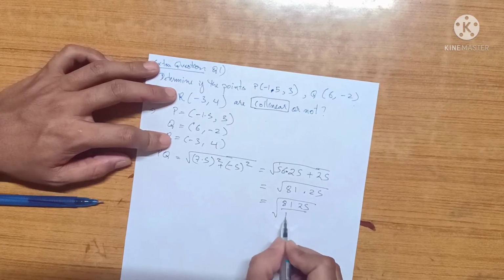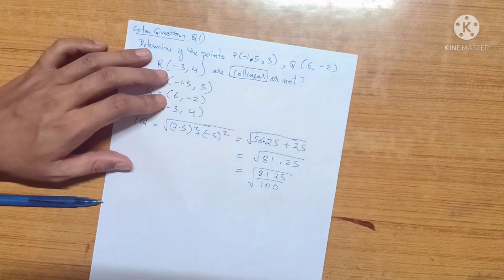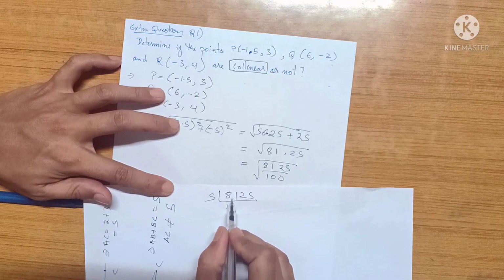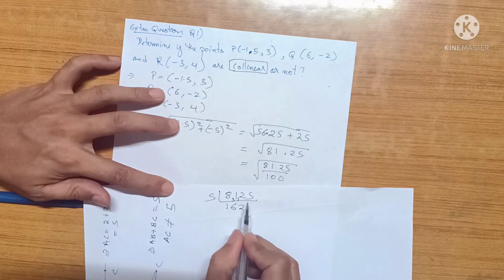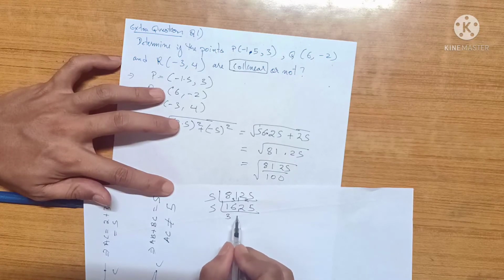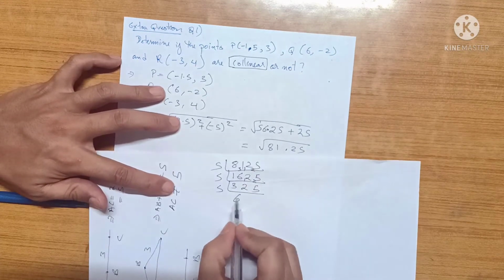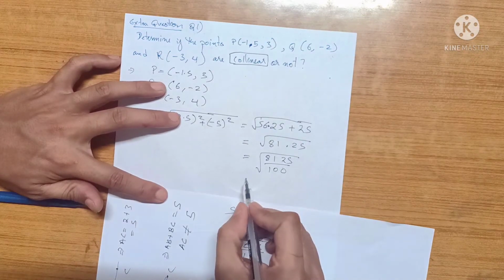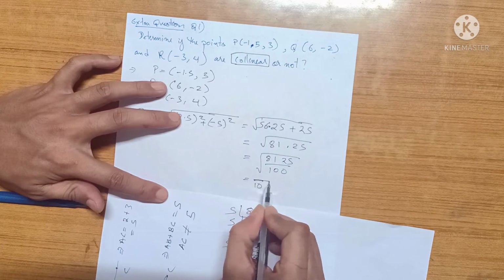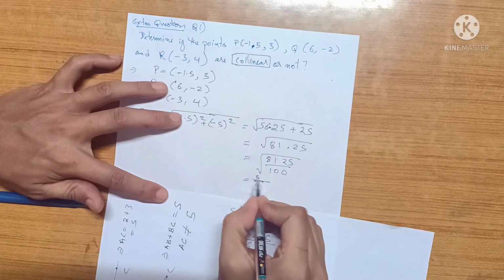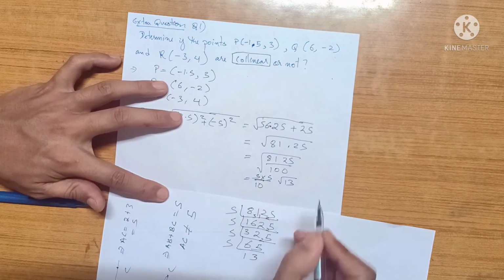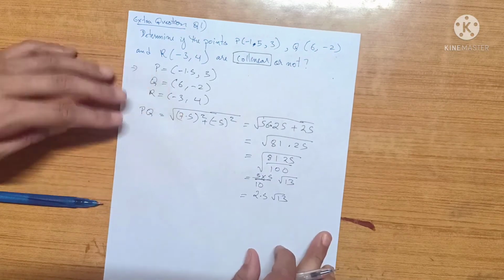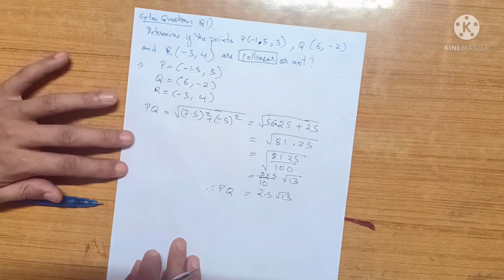Okay, I'll remove the point first. If I remove the point first, then we're left with 8125. Let's prime factorize it. 5 ones are 5, 5 6s are 30, 5 2s are 10, 5 5s are 25, 5 3s are 15. So that 100 becomes 10, which will come out from the root, and then 5 into 5, 5 will come out from the root, and inside the root only the one which is left single will be left. So 25 by 10 is 2.5 root 13. So we're getting PQ equal to 2.5 root 13.